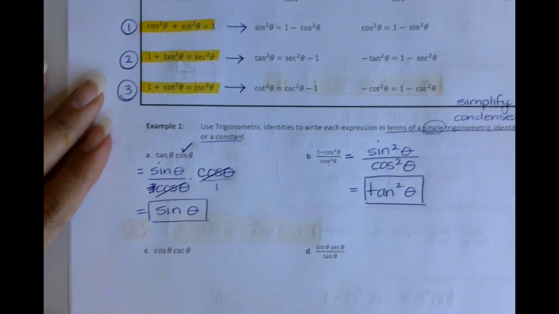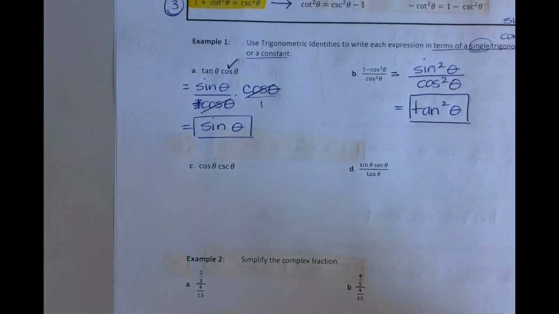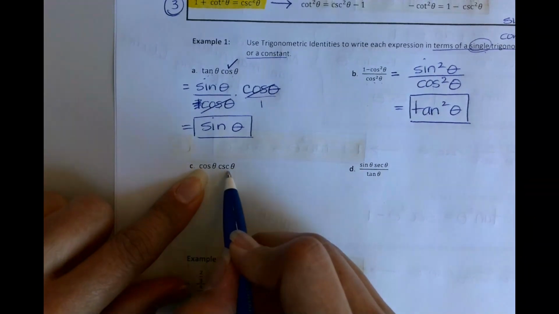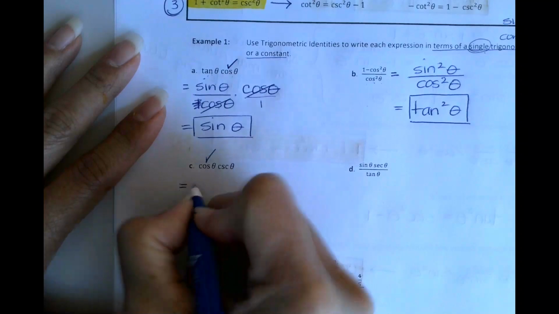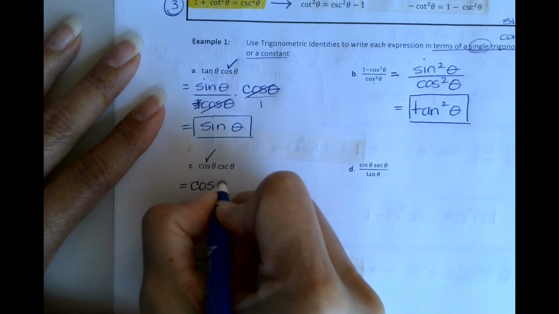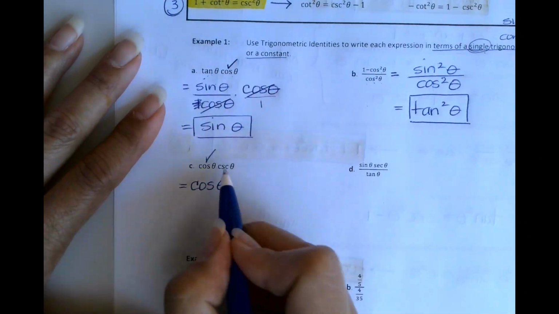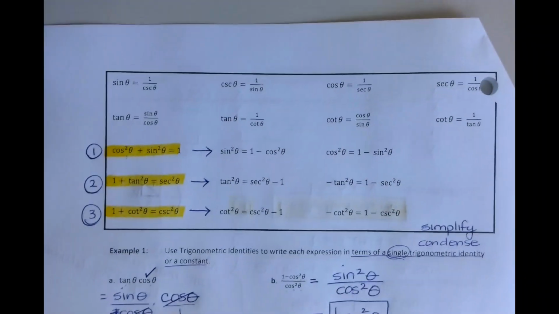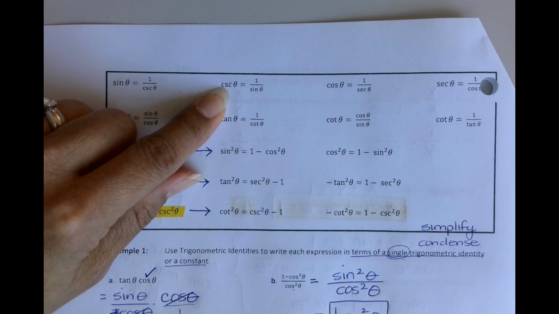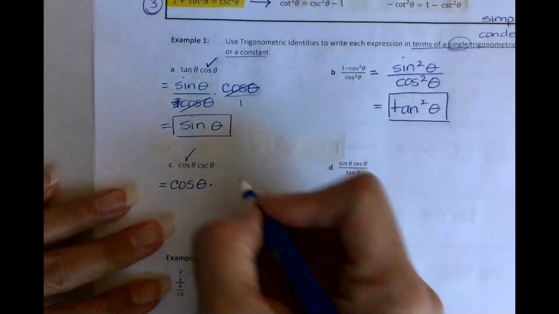Let's go to part C. Cosine theta times cosecant theta. Cosine, we're happy with that. Leave it alone. Bring down the cosine theta. Times cosecant theta. Well, look back upstairs. Cosecant theta is 1 over sine theta. So 1 over sine theta becomes here.